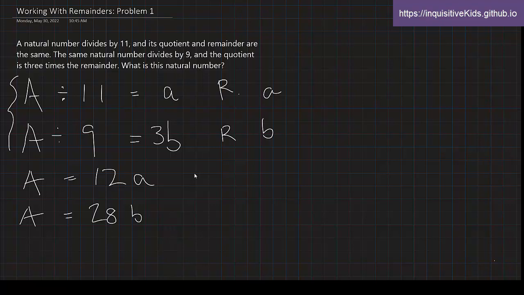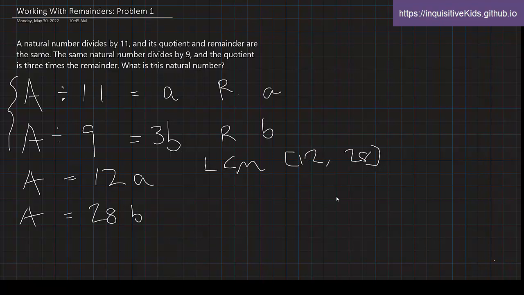All right, so we know that A is equal to 12 times lowercase a. Every single time I'm referring to this capitalized A, I'm going to say natural number, okay? So we know that this natural number is 12 times a, and this natural number is 28 times b. So what can this natural number be? Well, if it's divisible by both 12 and 28, we can find a common multiple of 12 and 28. I'm going to start with their least common multiple. So LCM of 12 and 28.